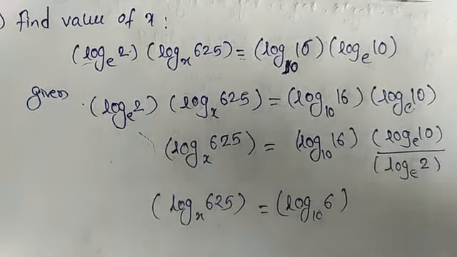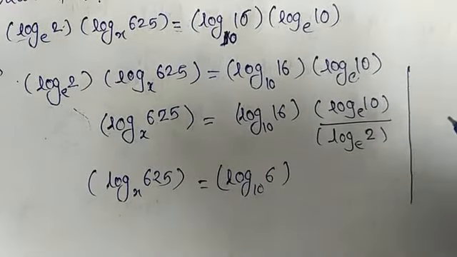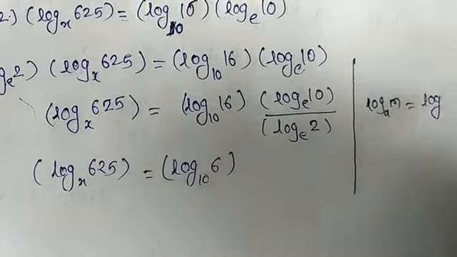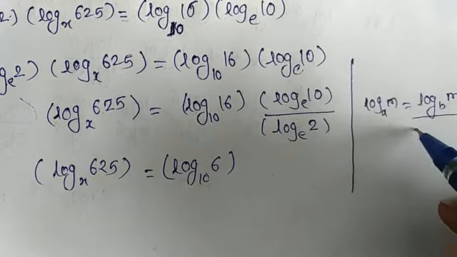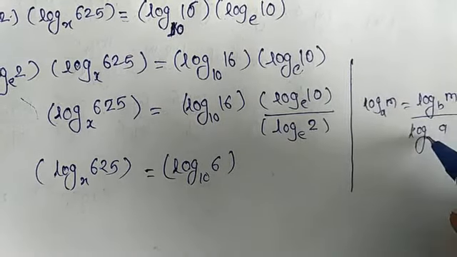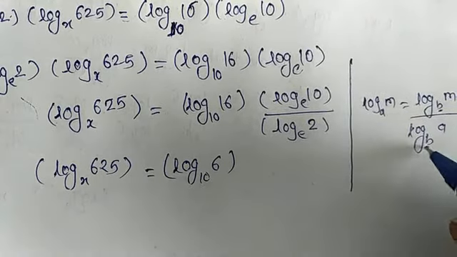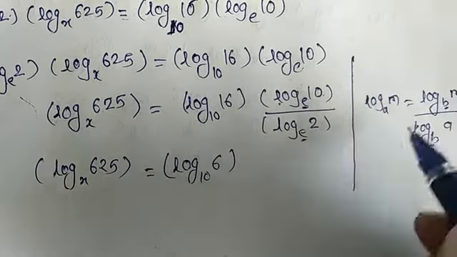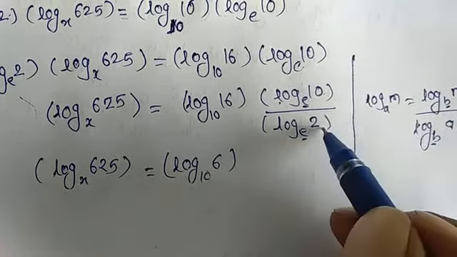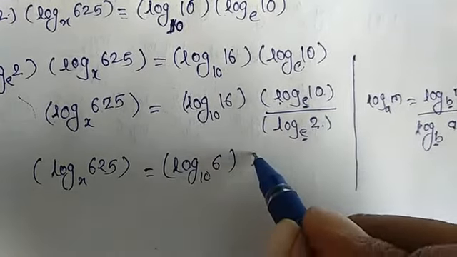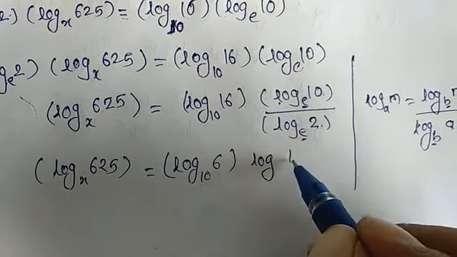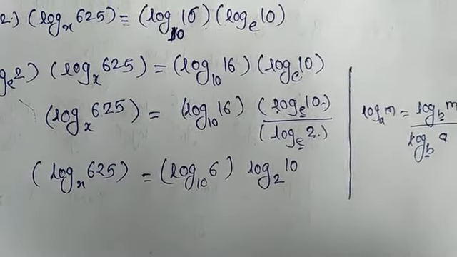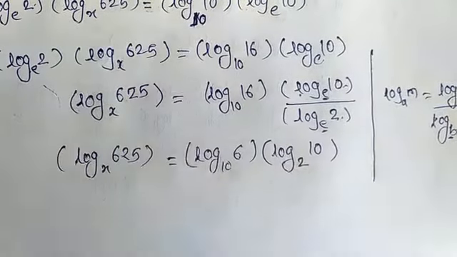This term can be written using the formula that log of m to the base a can be written as log of m to the base b upon log of a to the base b. Here the base is the same, so it can be written with m as 10 and a as 2. Our numerator is 10 and the base is 2, log 10 to the base 2.